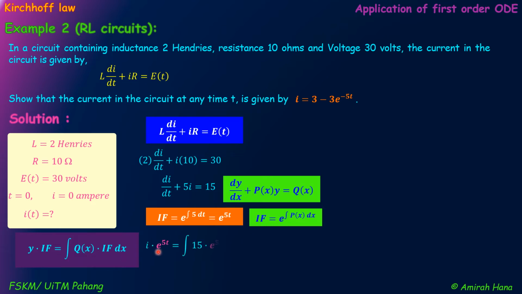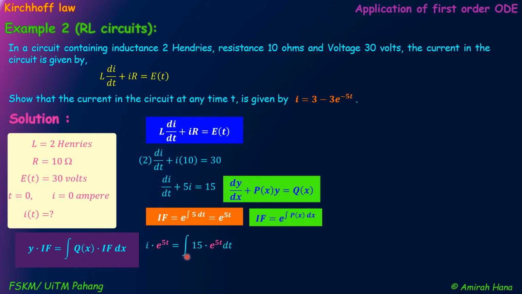So in this case, we can write I, which is similar to variable y, times the integrating factor. Our integrating factor now equals e to the power of 5t, equals the integration of Q(x). In this case, we have our Q(x), or Q(t) in terms of variable t, which is time, equals 15, and then times the integrating factor, and then dx now equals dt.